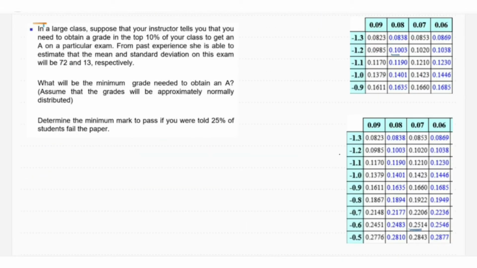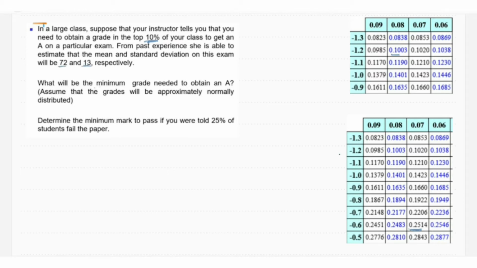In a large class, suppose that your instructor tells you that you need to obtain a grade in the top 10% of your class to get an A on a particular exam. From past experience, she is able to estimate that the mean and standard deviation on this exam will be 72 and 13 respectively. So what will be the minimum grade needed to obtain an A, assuming that the grades will be approximately normally distributed? So here in the question, we are given the probability, which is 10%, and we are given the mean and the standard deviation.